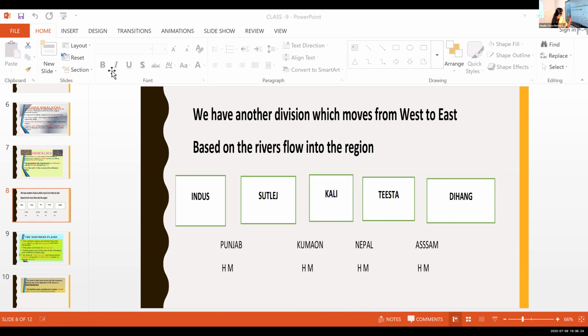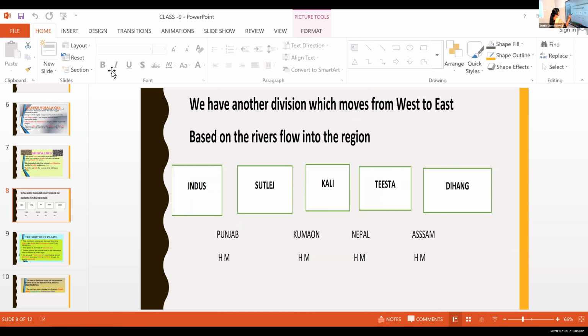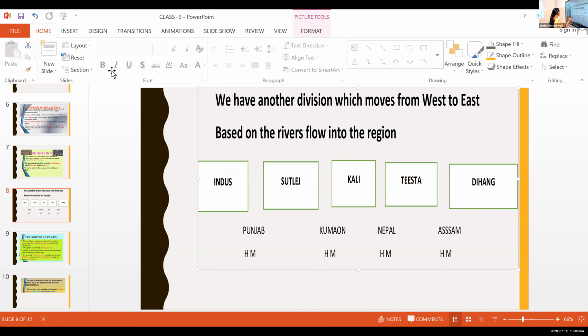Himalayan mountains lying between the river Indus and Satluj are called Punjab Himalaya. Better you draw a diagram like this in your lecture note. This will help you when you read your textbook.